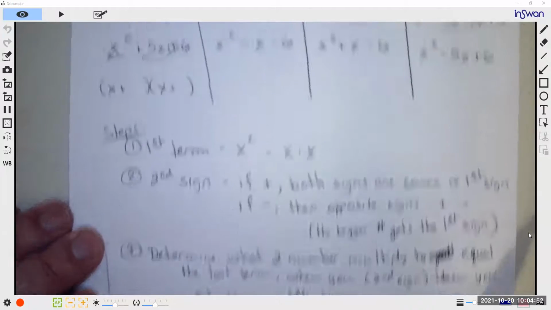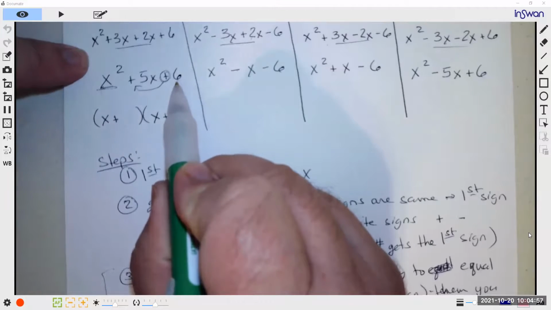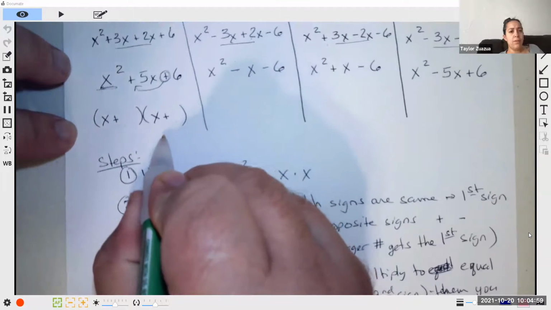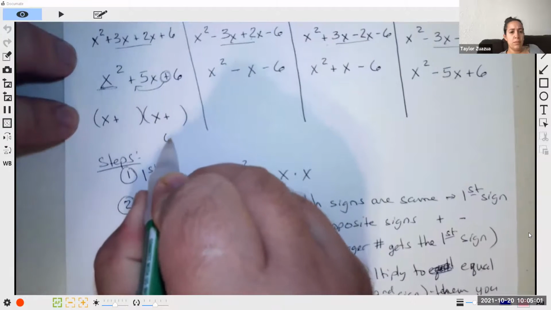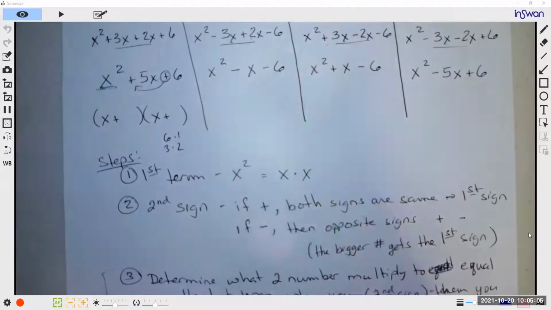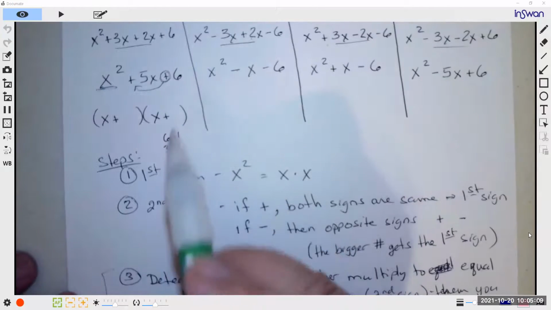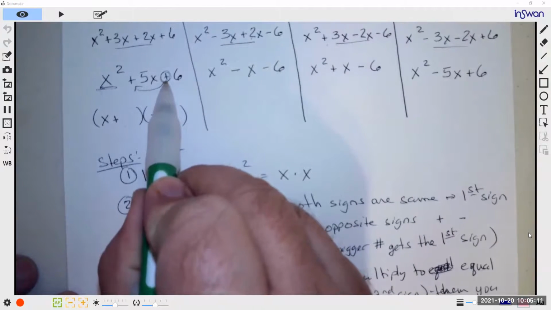Let's see what that means. What two numbers multiply to equal 6? Like 2 times 3? Yeah, it could be either 6 times 1 or 3 times 2. This is easy, but we'll get more difficult ones. So this is what we have to figure out. Now let's look at the second sign.